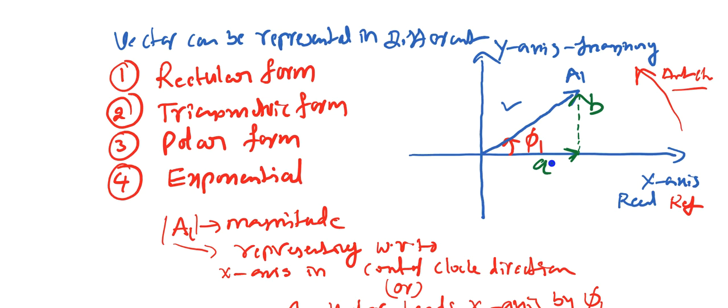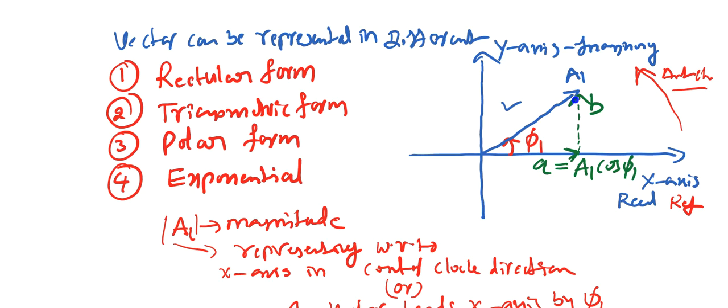Then what could be the value of this one? a1, I know this magnitude, and this phase angle I know. So use these two and use the trigonometric formula so that you get a1 cos phi 1. So that is the value for a.